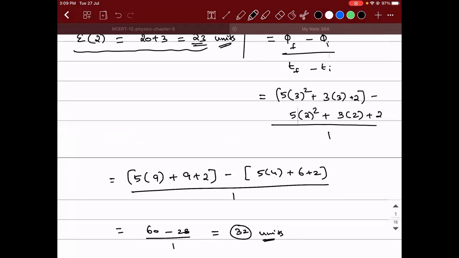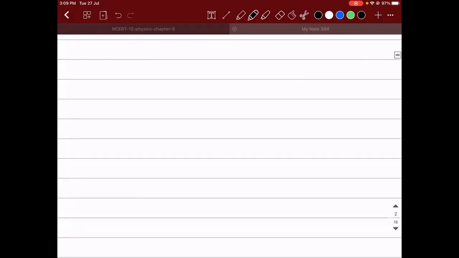So let's go to the next concept. I started with Lenz's law, right? In yesterday's class, I gave you an outline of what Lenz's law is. See, suppose there is a coil like this, where you see the coil from this side.